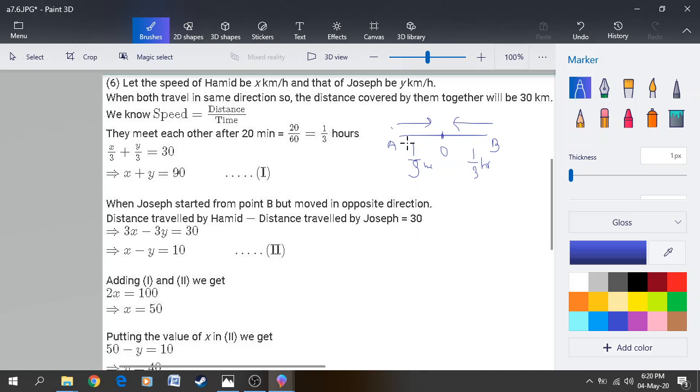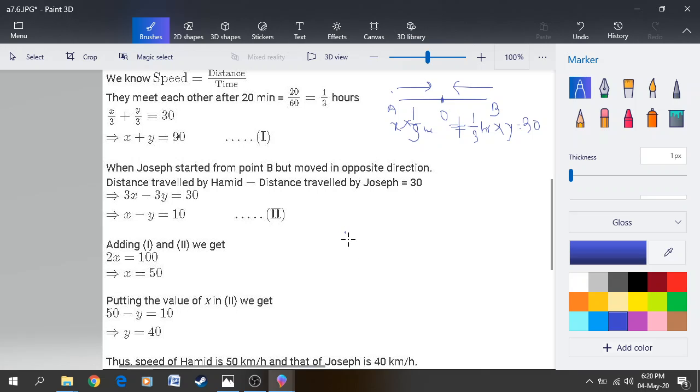But what is the distance? Multiply it with their speeds. He travels with the speed x, he travels with the speed y, and is equal to, what was the 30 kilometer, right? This is the first equation. It's quite easy, right? Now in the second condition, what is the second condition?